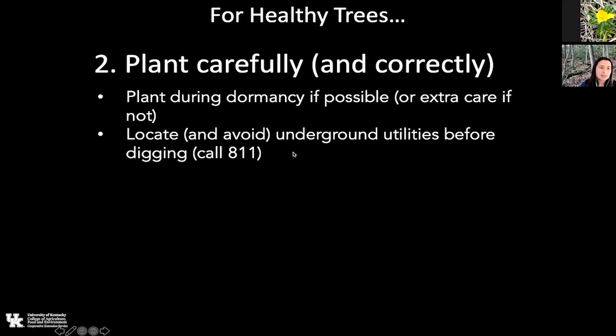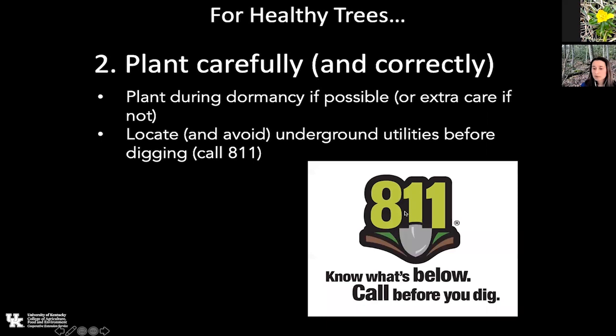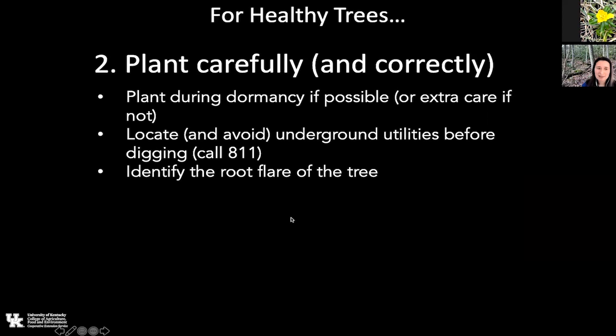Another point would be to locate and avoid underground utilities before digging, and you can call 811 for that. Not only is that required, it's the law, but it's just a good idea because let's say you plant a tree over a utility and then they've got to come in and dig it up a few years from now, right when the tree starts putting on growth and looking really good. You're going to be super bummed about that. So save yourself some headache there.